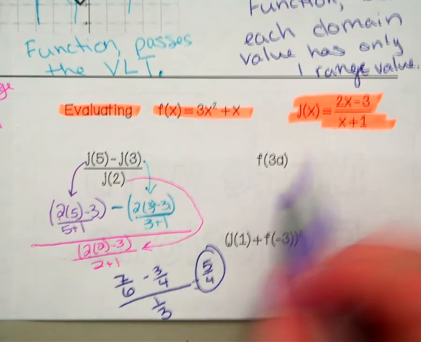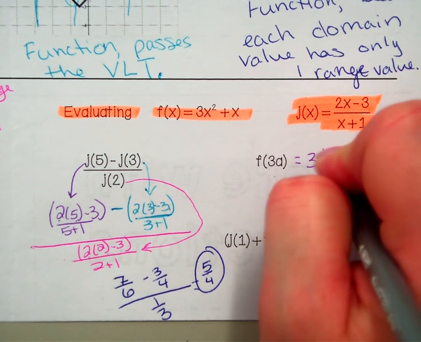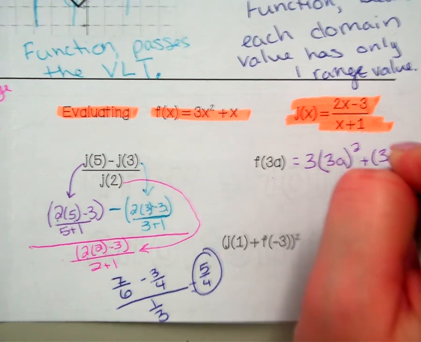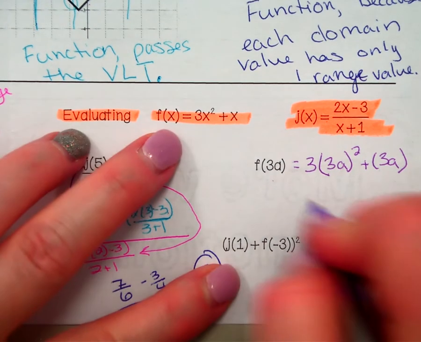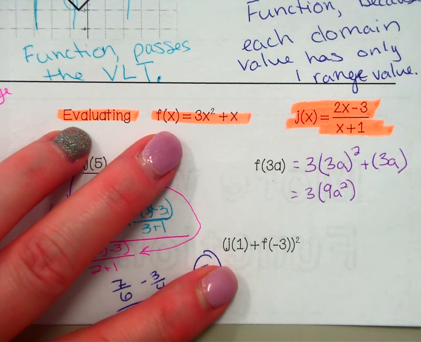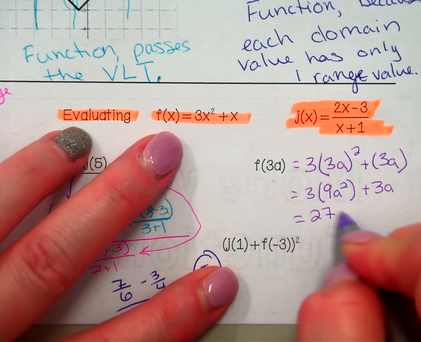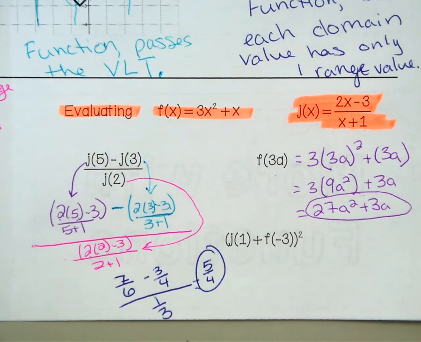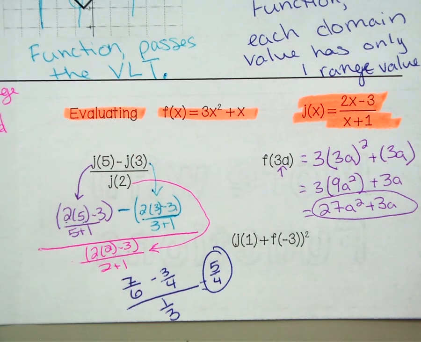All right, next one, f of 3a. That means wherever I see an x, I'm going to plug in a 3a. So that becomes 3 times 3a squared plus 3a. So 3a squared becomes 9a squared, and then times that 3 gives me 27a squared plus 3a. So whatever they tell you to plug in, which is in the parentheses, that's what you plug in for your x.